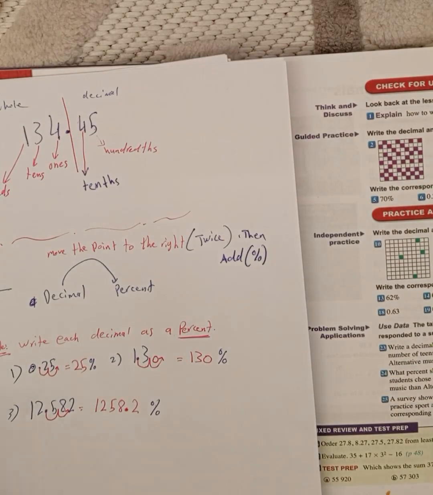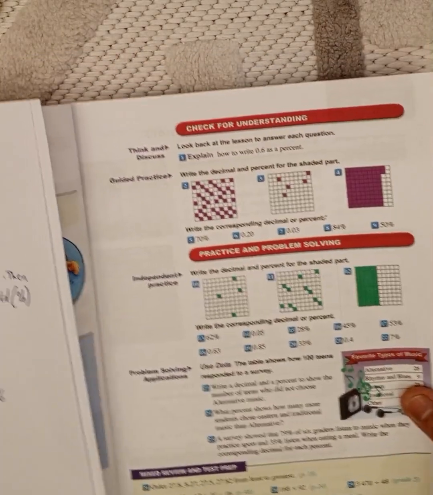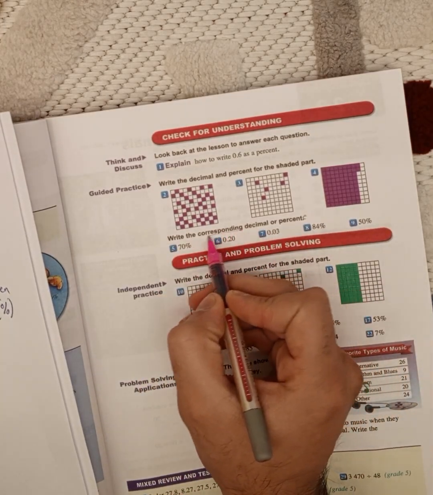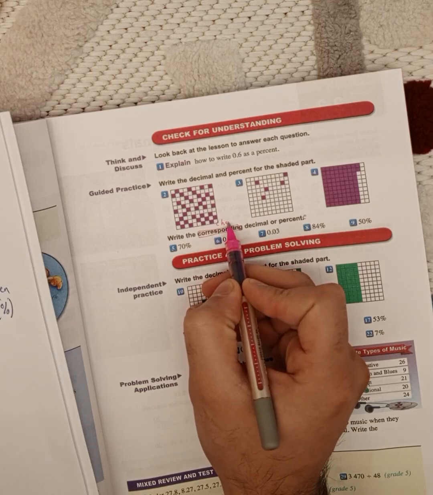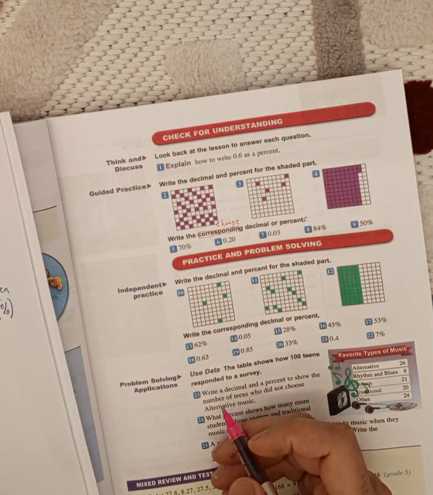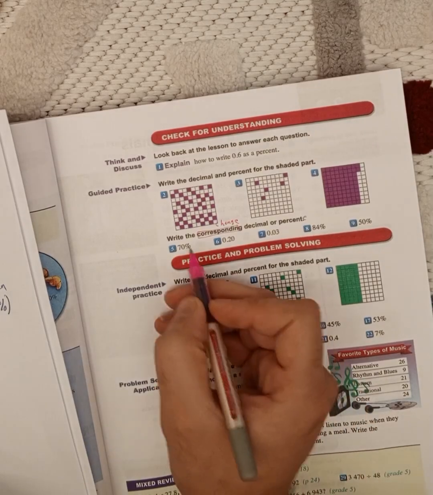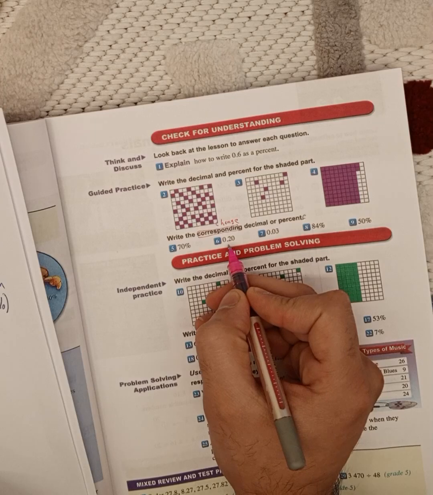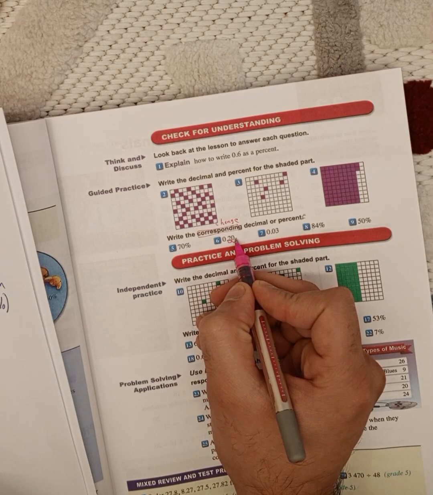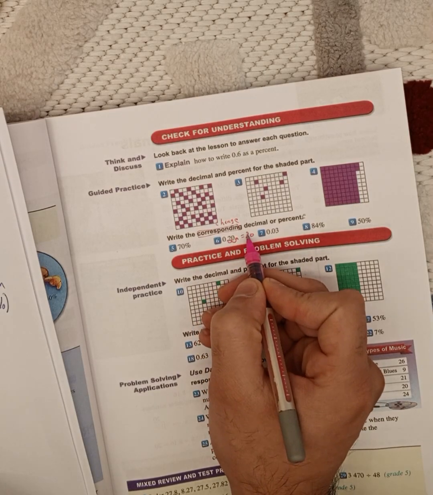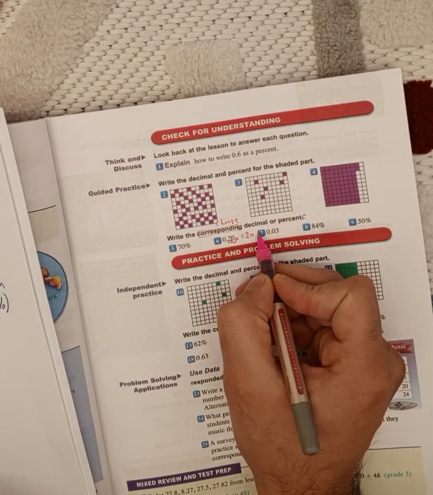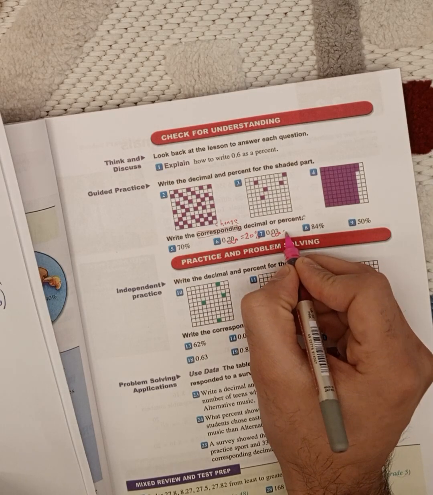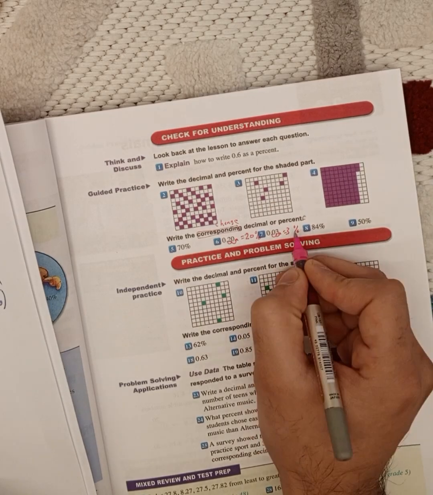Let's solve more questions in the exercise. Look at this one. Write the corresponding decimal or percent. Corresponding means change. So let's say this one: 20 hundredths. How to write it as a percent? Move the point to the right twice. 1, 2. The point is at the end. So 20. Do not forget, we want to change to the percent, so write the percent symbol. 20%. This one, 1, 2, is 3%. Right?